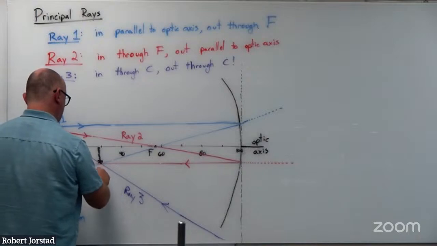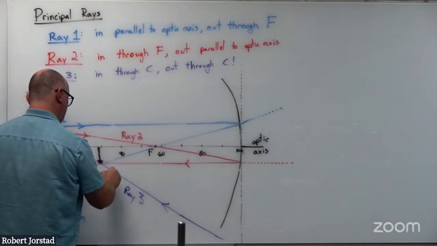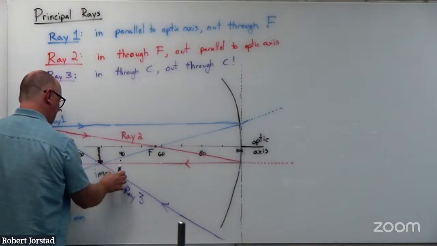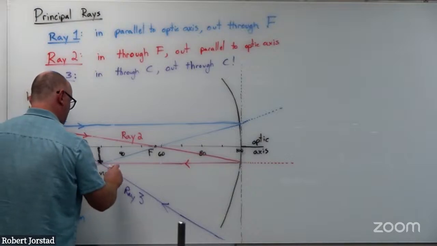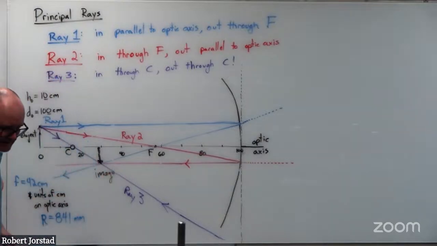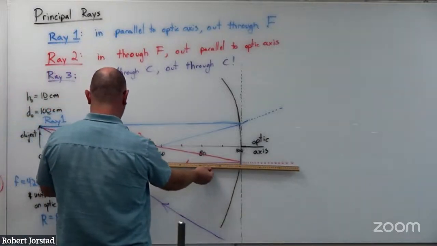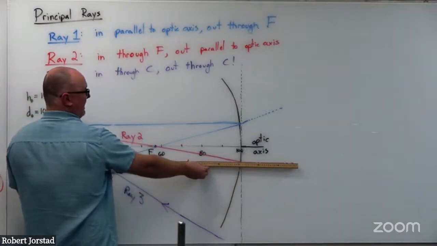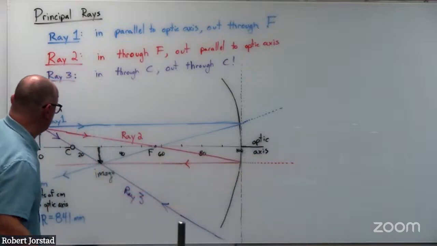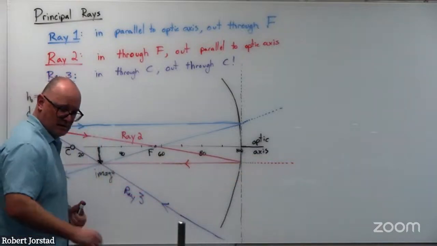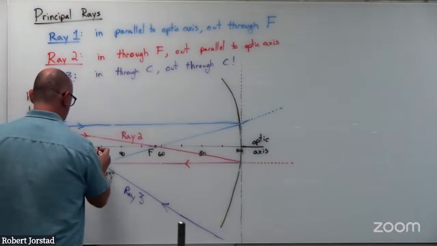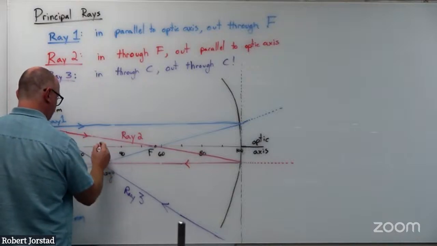Okay, so there's my image. Because we've been drawing this to scale, I can literally measure the image distance here. It looks like the image distance is about 70 centimeters. So it looks like we found, let's just make this red.